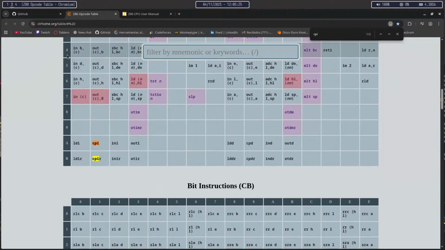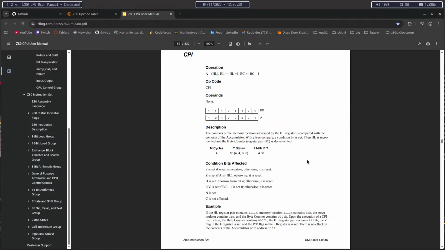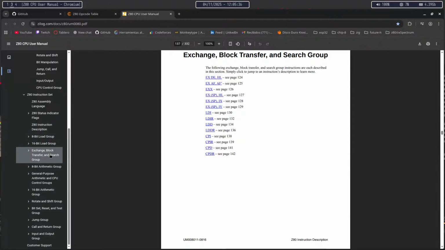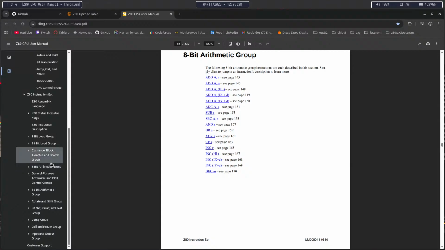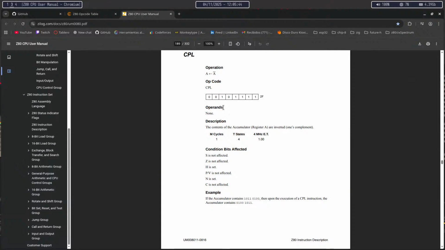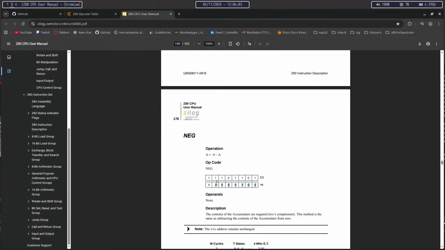Compares the value of the memory location pointed to. Is compared with the contents. Okay, so that's not the one that I'm looking for. Exchange block. Not really. General purpose CPL. There we go. So the contents of accumulator register A are embedded one complement. Then upon the execution of CPL instruction, the accumulator contains 01001. Okay, so this is just embedding the actual thing.